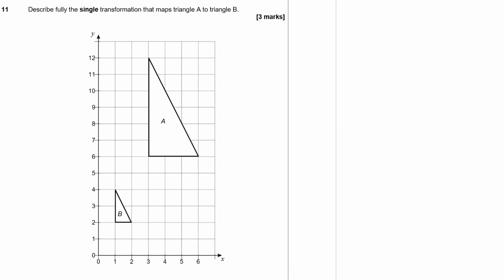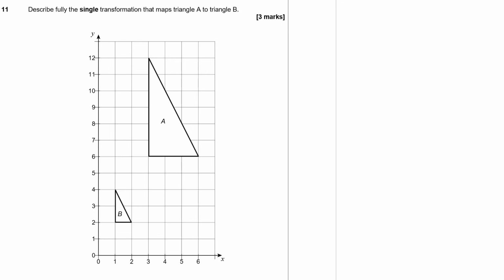Describe fully the single transformation that maps triangle A onto triangle B. Now, A and B are different sizes, so it's definitely going to be an enlargement of some sort. Now, notice that A is the larger one and B is the smaller one, and we want to find the transformation that maps the larger one onto the smaller one. So it's going to be an enlargement with a fractional scale factor.